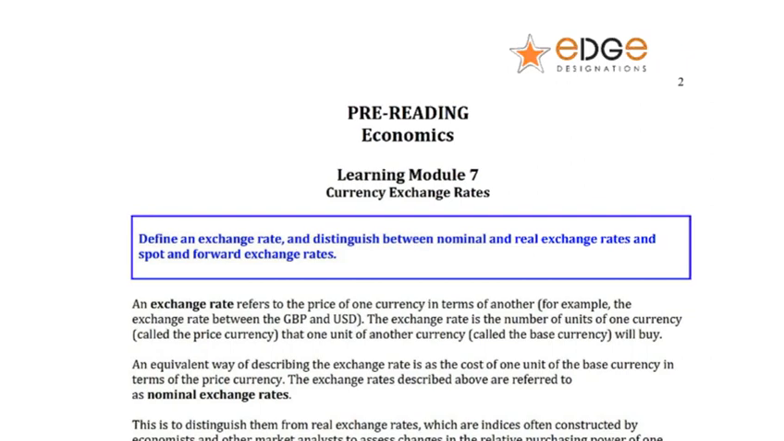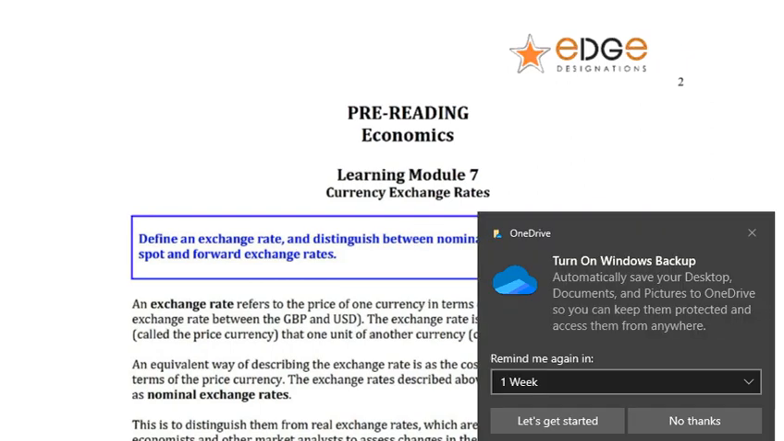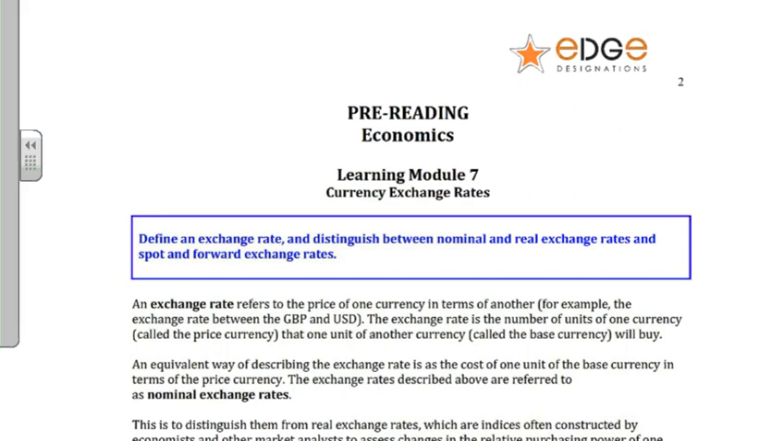Top of page 2, and as per usual, we reproduce the learning outcome statement over there, each one relating to its section. We start off: define an exchange rate, distinguish between nominal and real rates, and then again distinguish between spot rates and forward rates.